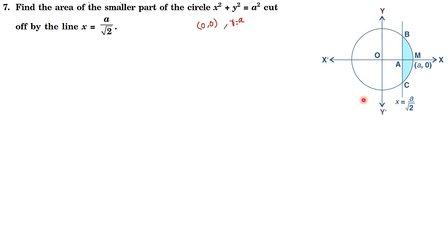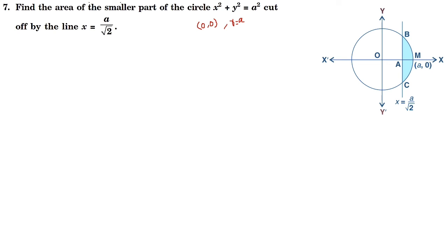So this is a circle with the center (0, 0) and radius a. (a, 0) means O to M distance is a, so (a, 0) is this point M. Then next what is given, cut off by the line x is equal to a by root 2. So where is the position of a by root 2? A is a constant and root 2 is also a constant, but we don't know where a by root 2 is. So roughly we can calculate what a by root 2 is.